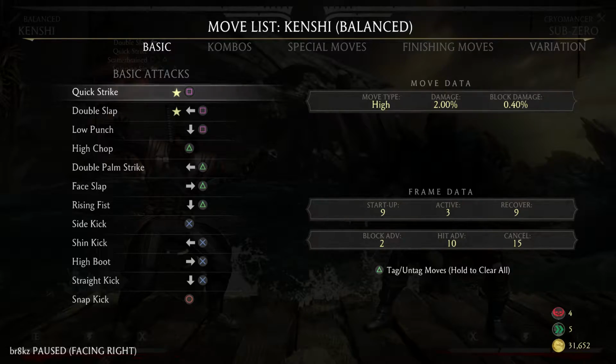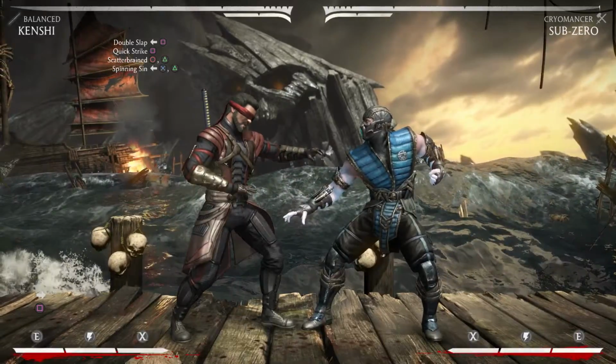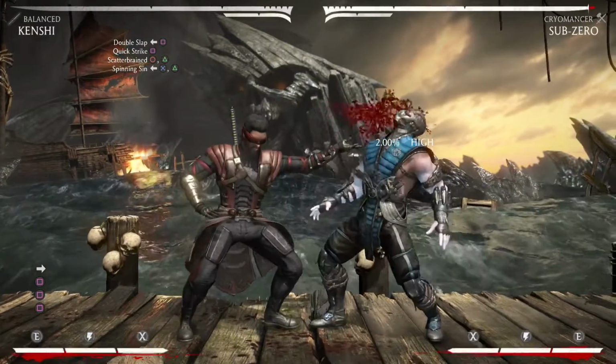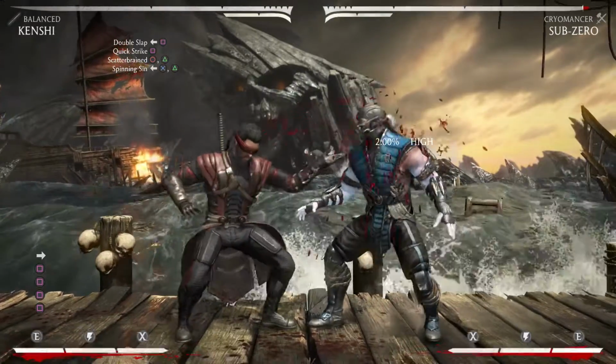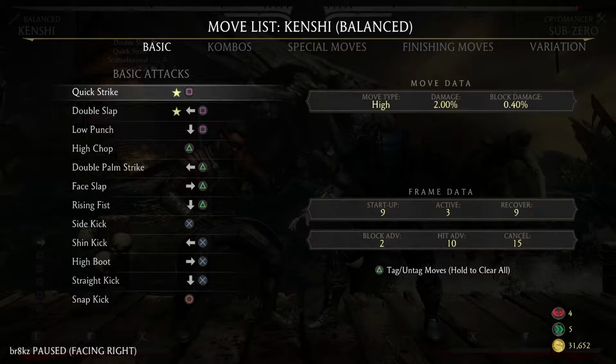Let's go ahead and look at the hit advantage. Hit advantage is 10 frames. So if I were to press square and I were to hit my opponent, I now have a 10 frame advantage in which I can do something before he can. Next, let's look at block advantage. Block advantage is just 2 when it comes to square.